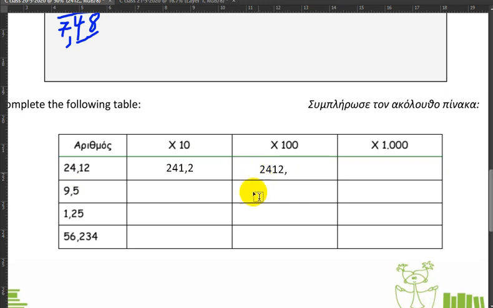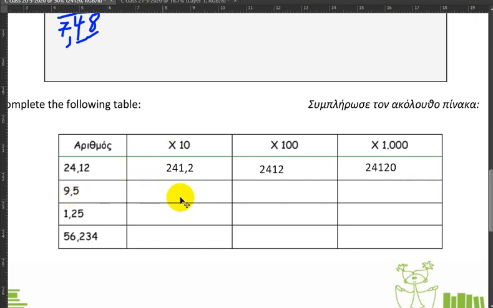Έχουμε πει όμως ότι όταν το κόμμα έρχεται τέρμα δεξιά και δεν έχει άλλους αριθμούς πιο δεξιά του, το σβήνω τελείως. Μετά πολλαπλασιάζουμε με 1000, οπότε πρέπει να πάει 3 θέσεις δεξιά το κόμμα. Μία περνάει το 1, μία περνάει το 2 και η άλλη γίνεται 0. Άρα έχω το 2, το 4, το 1, το 2, το καινούριο 0 και μετά το κόμμα. Αλλά έχουμε πει ότι το κόμμα όταν είναι τέρμα δεξιά σβήνεται.